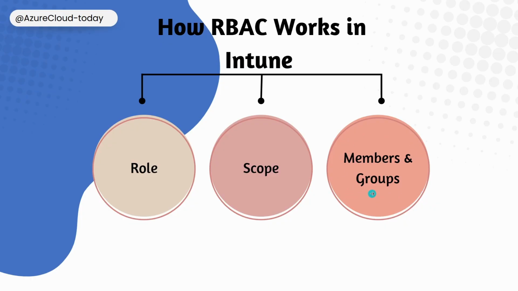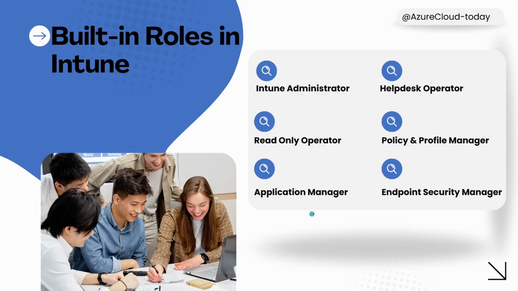Block 3 is members and groups. This block defines who actually gets these permissions. Over here, roles like help desk operator role are always assigned to a group of users and then are scoped so that the access is limited. So you can think of this as role plus scope plus assignment, which equals what a person can do, where they can do it, and who they are.